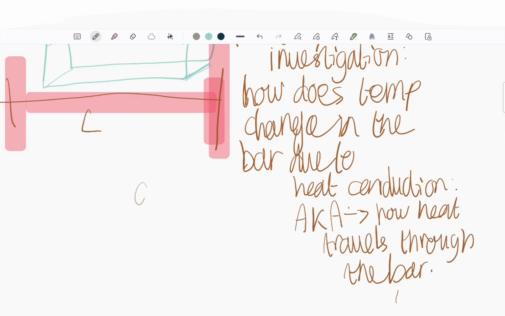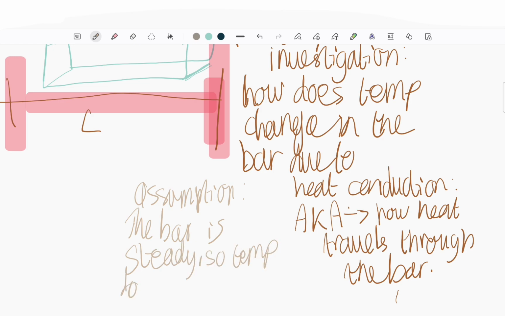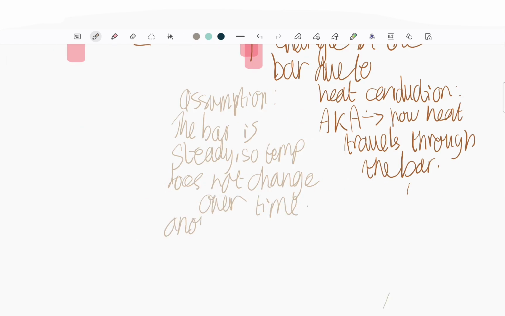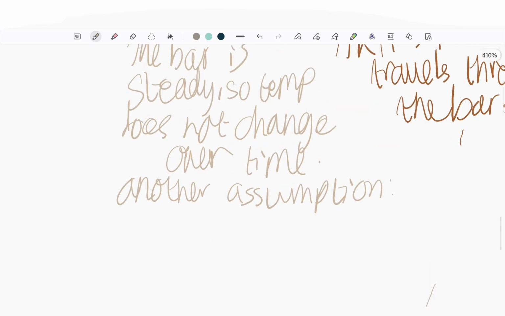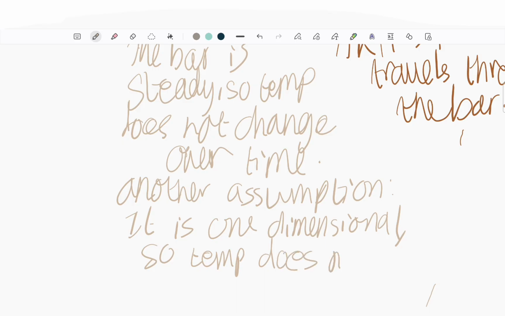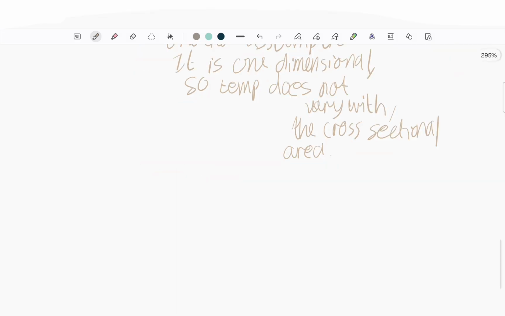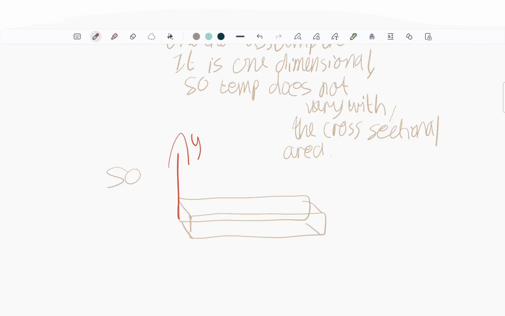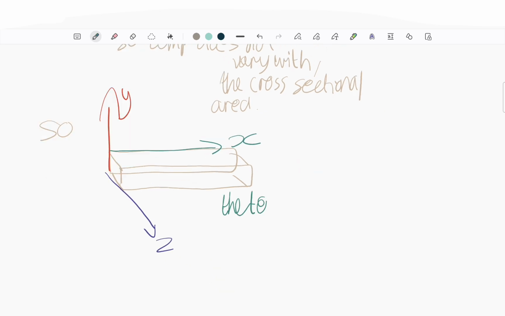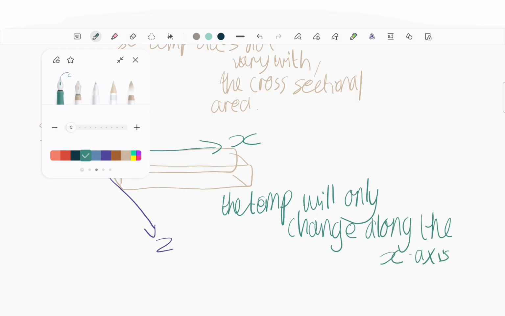So this investigation is about how temperature changes due to heat conduction. We've made an assumption that the bar just drawn before has steady temperature, so our temperature does not change over time, and it's one-dimensional, so the temperature does not vary other than across the x-axis. We have the y-axis, x-axis, and z-axis because it is a 3D shape. And yes, temperature would only change across the x-axis.